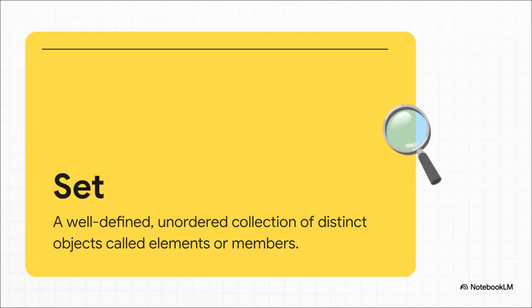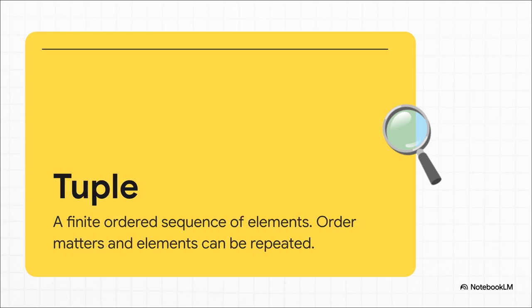Now, a set is just a collection of things, but it plays by two very strict rules. Rule number one, every single item in the set has to be unique. No duplicates allowed. And rule number two, the order doesn't matter at all. The set red, green, blue is exactly the same as the set blue, red, green. So, the two words to remember are unordered and distinct. That's a set.